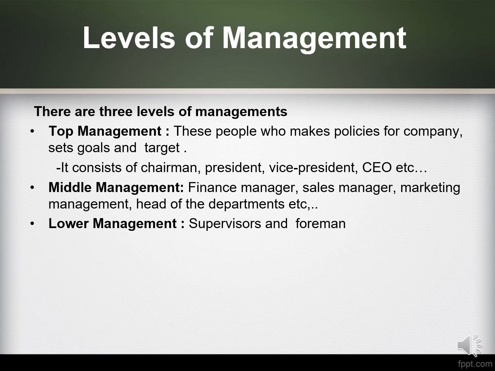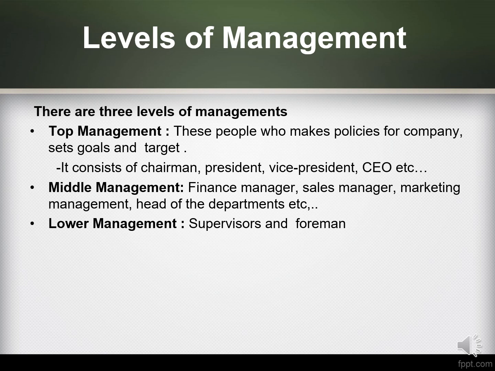In top management, who are the people included? These are the people who make the policies for their specific organization, company, or government. They set the goals, make the policies, and make the targets. The people in top management include the chairman, president, vice president, CEO, etc.